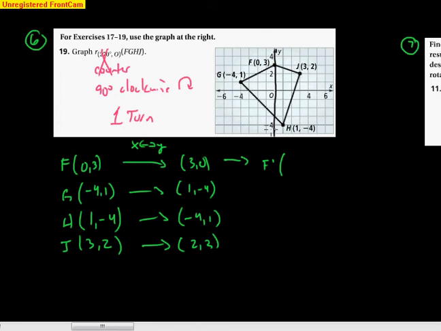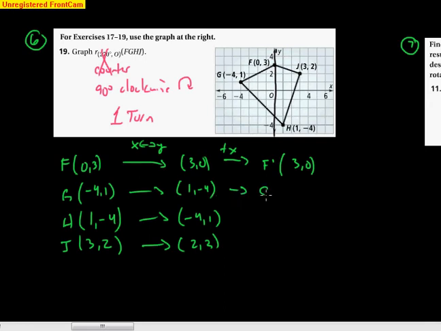I apologize, I was interrupted, so it's going to seem like I just jumped. So again, we're looking for where F prime is located. F prime is going to go from the positive y-axis 90 degrees clockwise to the positive x-axis. And if it goes to the positive x-axis, then the x must be positive and the y is 0. So F prime is (3, 0).